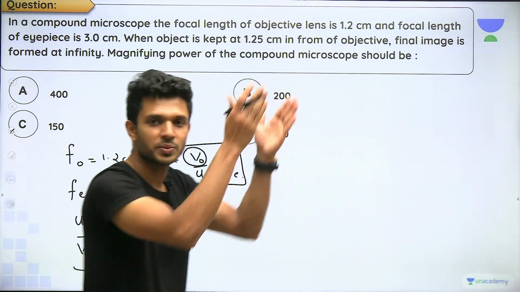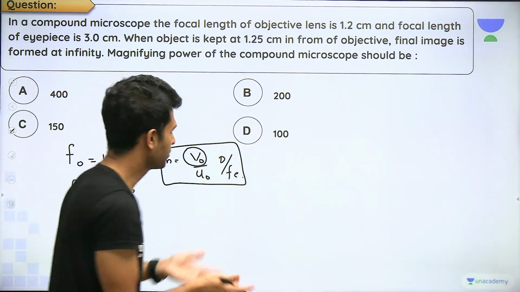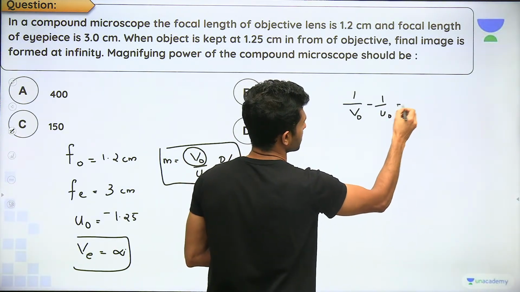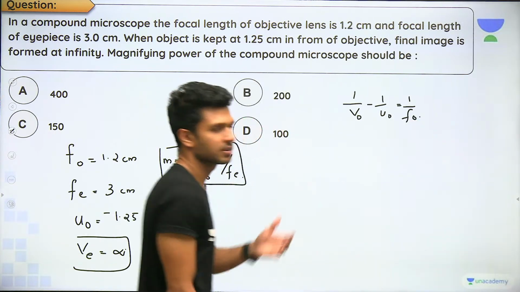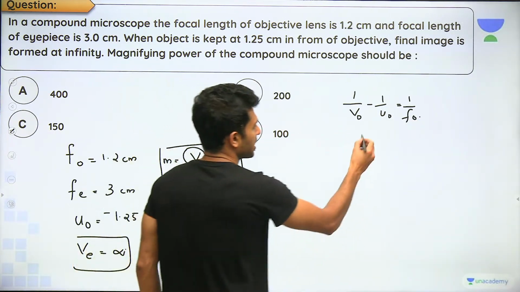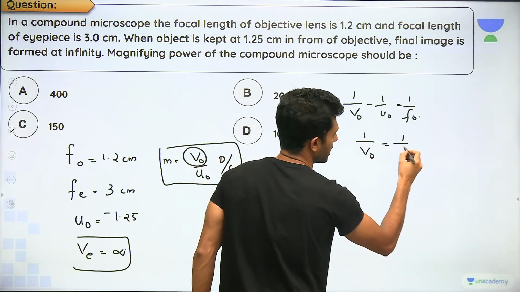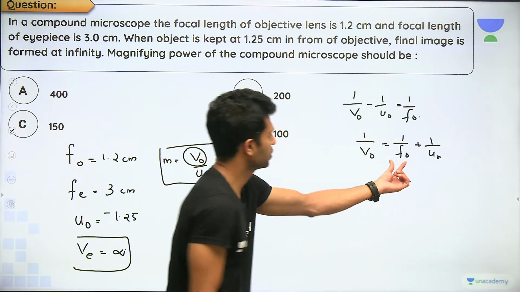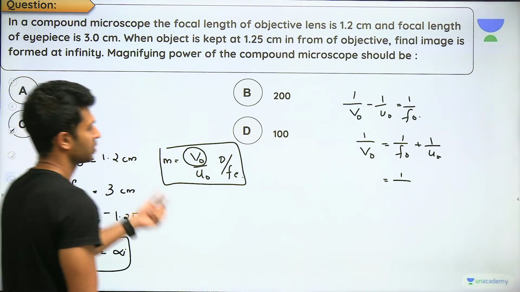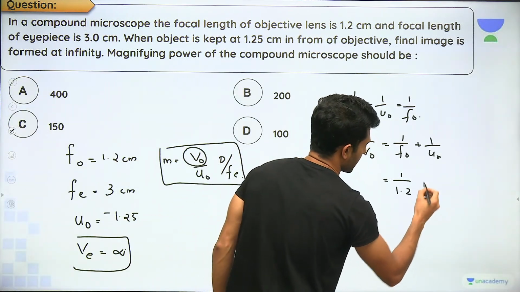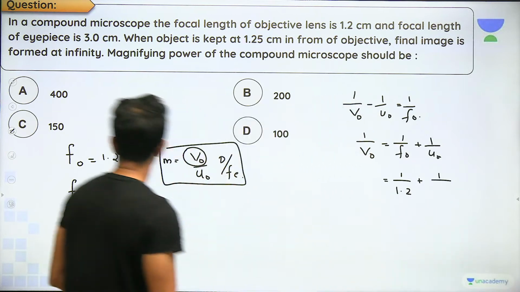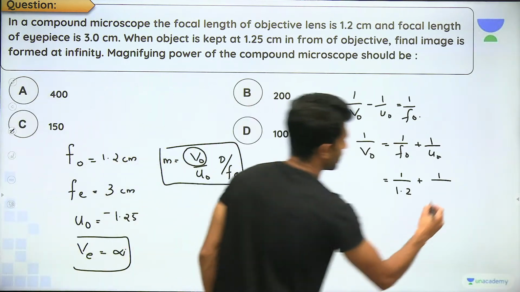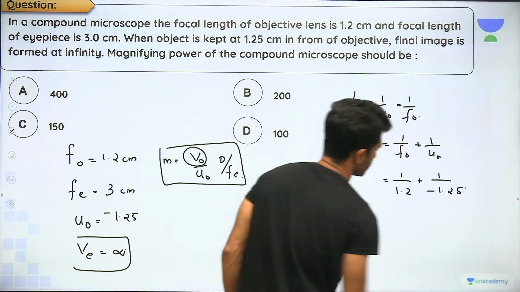Objective lens, it's a convex lens. Can't we use the basic formula of our lens? 1 by V naught minus 1 by U naught is equal to 1 by focal length of objective. Can't we find out 1 by V naught from here? Yes sir, absolutely we can, why not? So substitute. What is the focal length of objective? 1.2, plus 1 by, what is the distance of the object from the objective lens? U naught is minus 1.25, right?